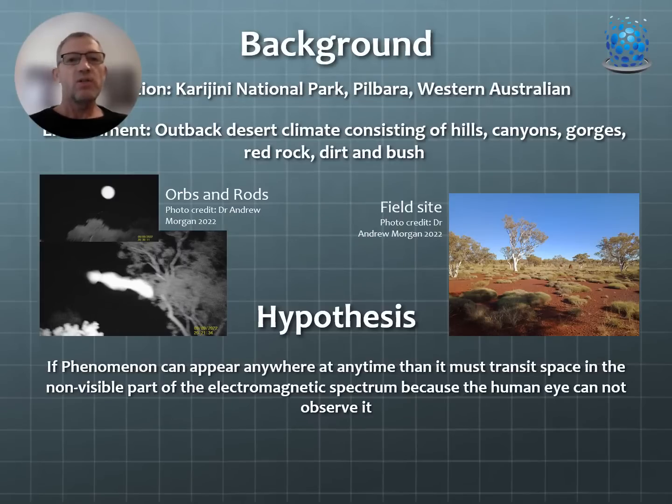So let's go into a bit of the background behind it. So same site as the previous two presentations. So it's Karijini National Park, Pilbara, Western Australia, and the environment is listed there for you, and it's an ongoing hypothesis that we've been working with in terms of the scientific method. So you can read it there. If phenomenon can appear anywhere at any time, then it must transit space in the non-visible part of the electromagnetic spectrum because the human eye cannot observe it.